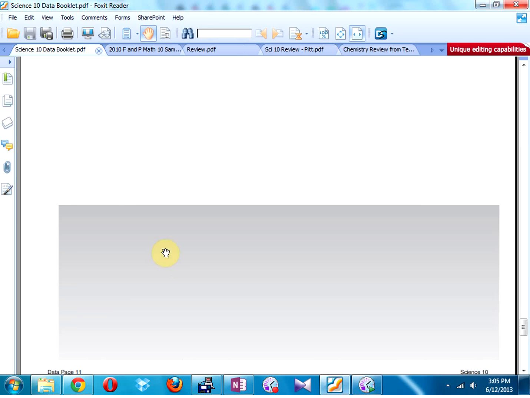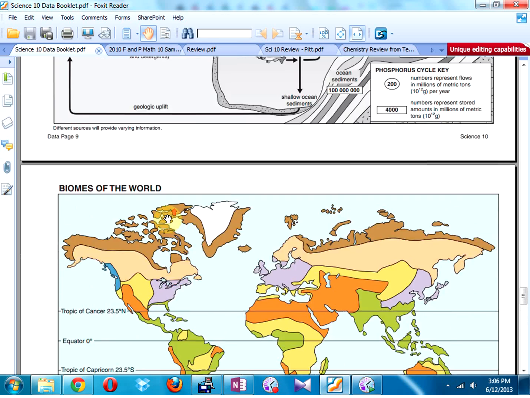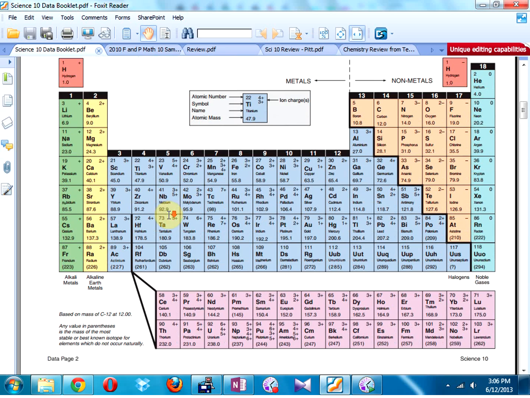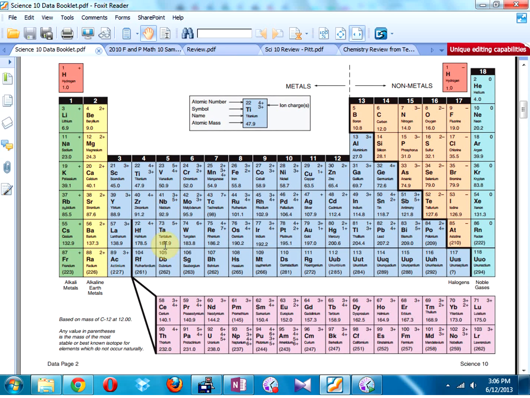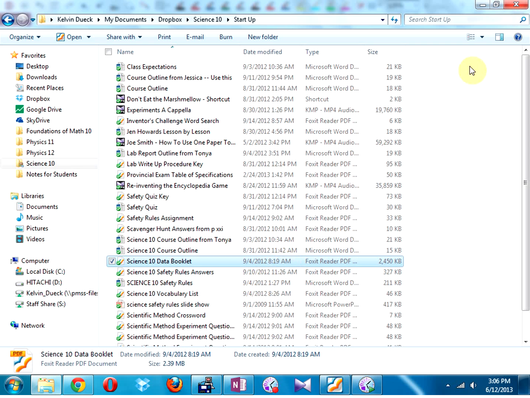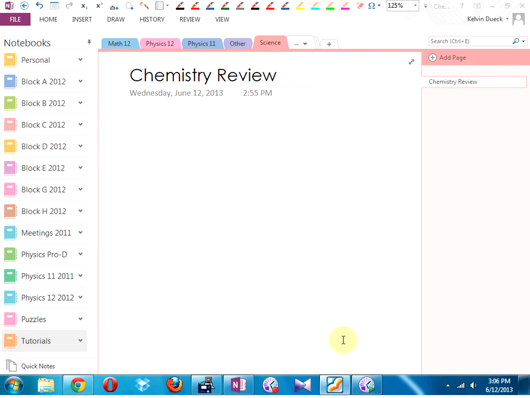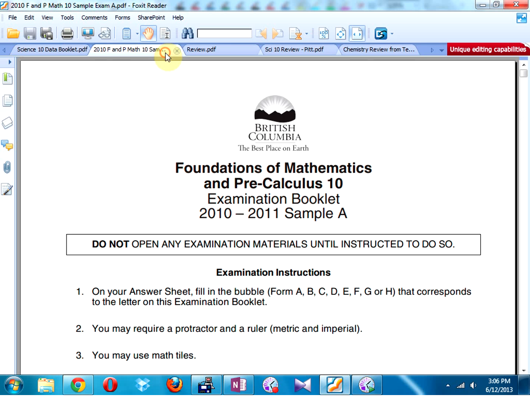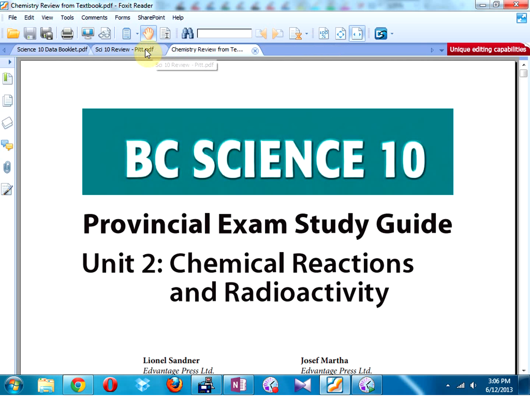So let's get my periodic table up and running here too. There was mine. Okay, so yeah, 12. Hey, what if, I can close this, Mr. Dueck, I can close this.